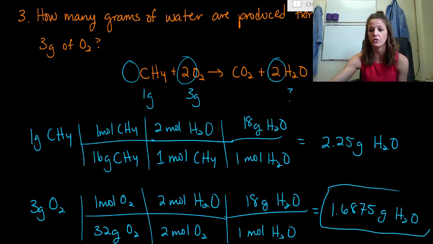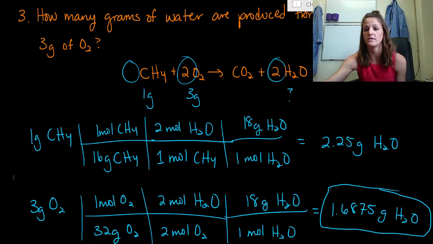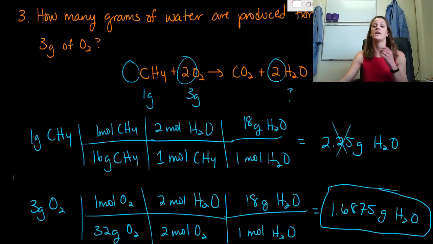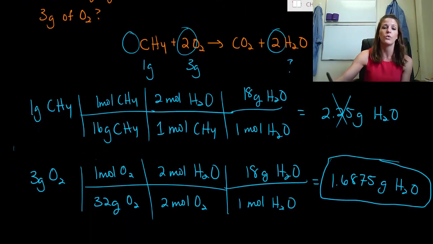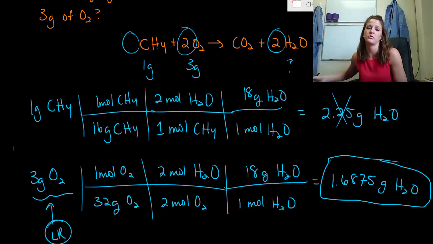So if we look at our two answers, we can definitely see that this is the smaller quantity of the two. So from 1 gram of methane and from 3 grams of oxygen, we can only create 1.687 grams of water. We cannot create 2.25 grams because we do not have enough oxygen. So what does that actually mean? It means that our 3 grams of oxygen is our limiting reagent. We can create 1.6 grams of water, and our 3 grams of oxygen is our limiting reagent.